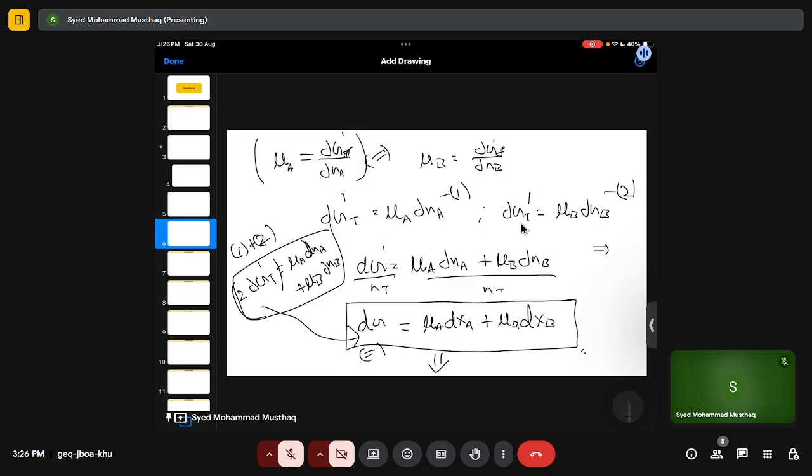We can even write it like this: N_A plus N_B equals N_T. If I divide by N_T, then it will be XA plus XB equals 1. Then dXA equals minus dXB. That's how it is.